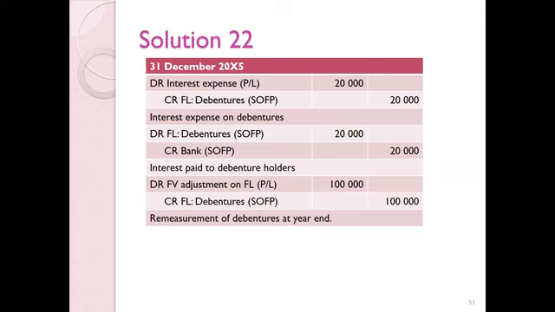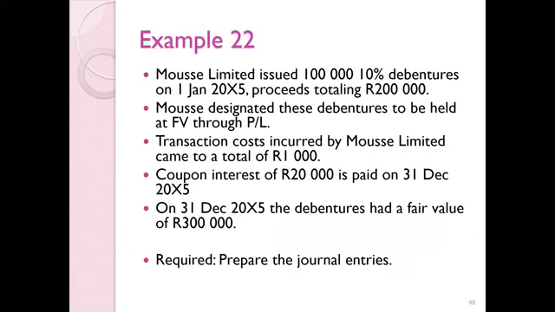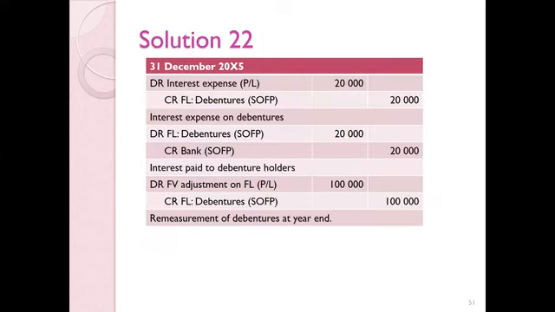Then when we reach year end, we know that we are dealing with the classification at fair value through profit or loss. So we must account for any fair value adjustment. If we look at our books, our opening balance was 200,000 Rand. Our closing balance at the end of the year is still 200,000 Rand. But the fifth bullet point from our question told us that they had a fair value of 300,000 Rand at year end. That then means there was an increase of value of 100,000 Rand. So from 200,000 Rand in our books to the fair value of 300,000 Rand.